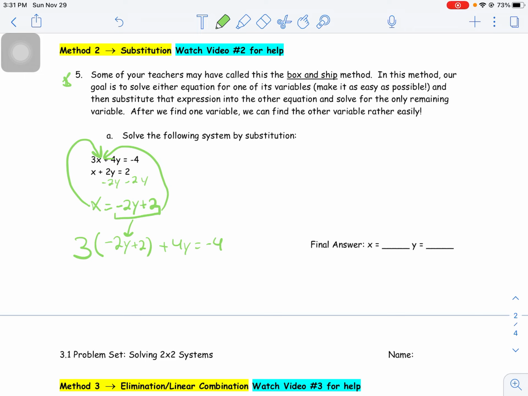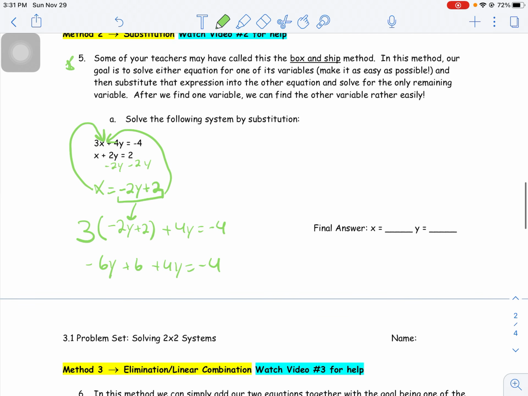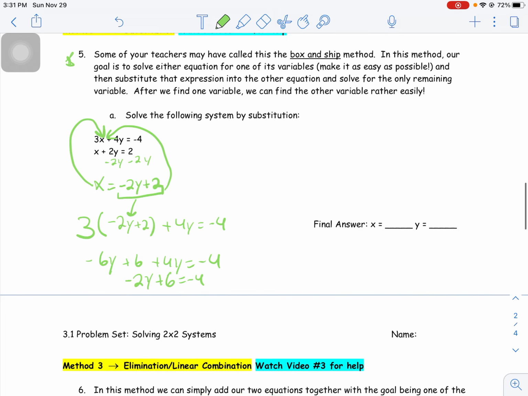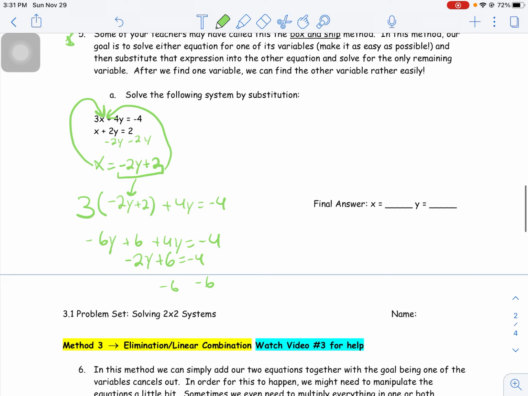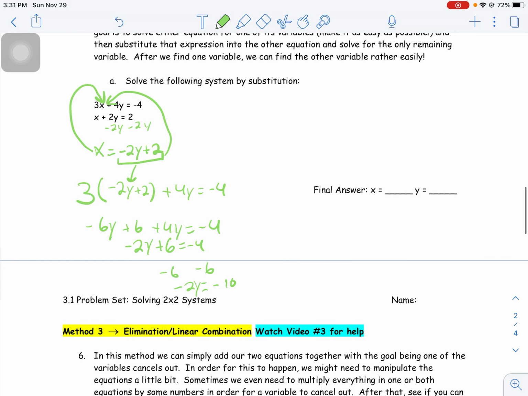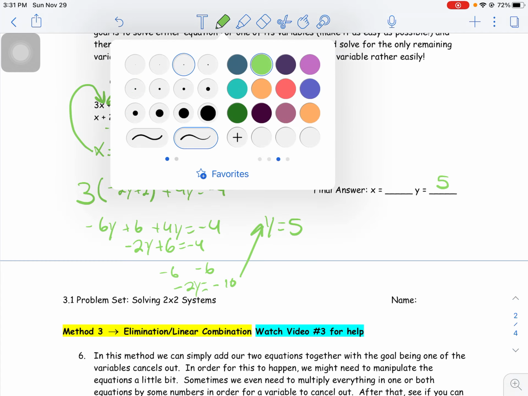So now when you solve this equation, you're going to get negative 6y plus 6 plus 4y is equal to negative 4. Negative 6y and 4y is negative 2y plus 6 is equal to negative 4. Subtract 6 from both sides. Negative 2y is equal to negative 10. You divide by negative 2 on both sides, and you get y is equal to 5. So then 5 would be here.